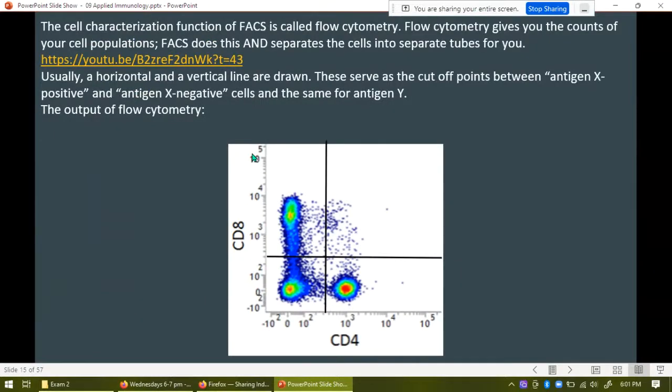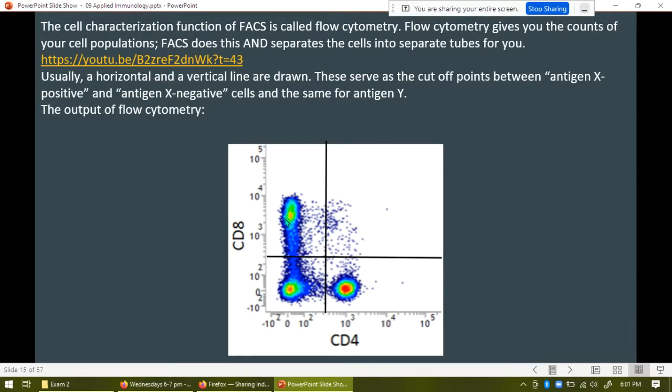So last time I left off after talking about FACS and flow cytometry. Flow cytometry is basically a big machine that analyzes your cells one at a time. First you have to bind fluorescent antibodies specific for cell surface antigens to your cells. In this case, the researchers are looking at CD4 and CD8. And then the flow cytometry machine is going to categorize your cells and count them in terms of their expression.